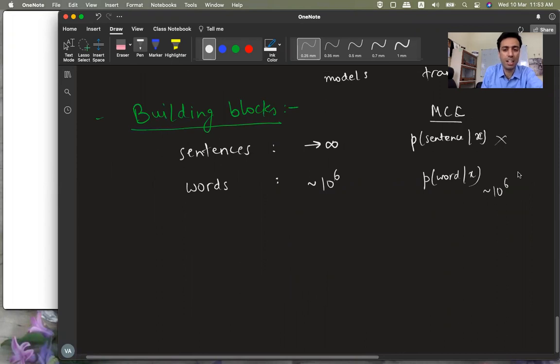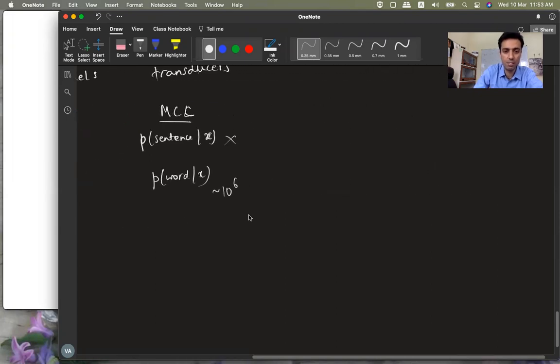Now, this is also a very large number. Can we reduce it further? Can we break down words into something else? What can we break it down into? We can break it down into syllables. Now, what is a syllable? Syllables are the smallest spoken units.